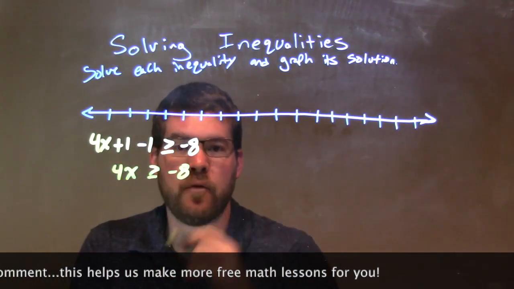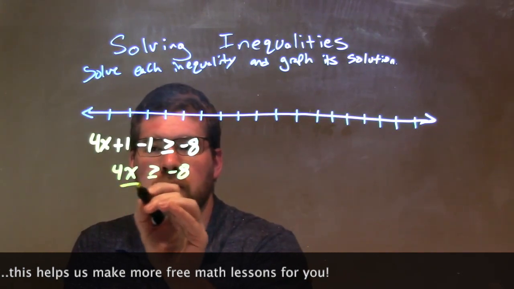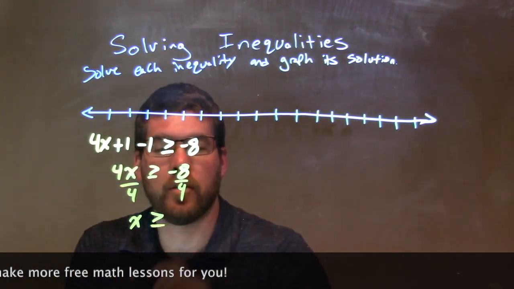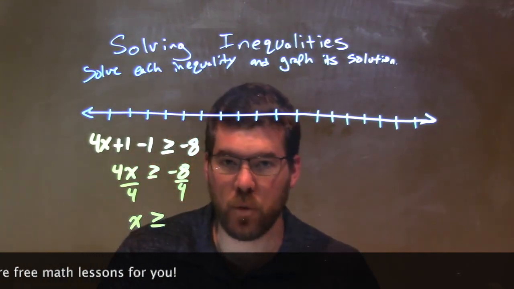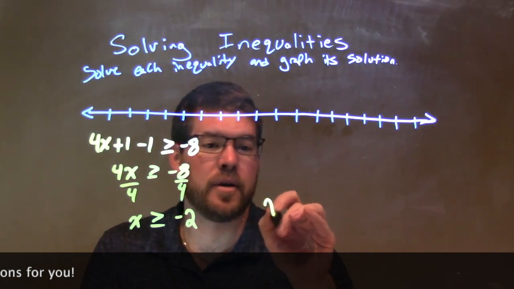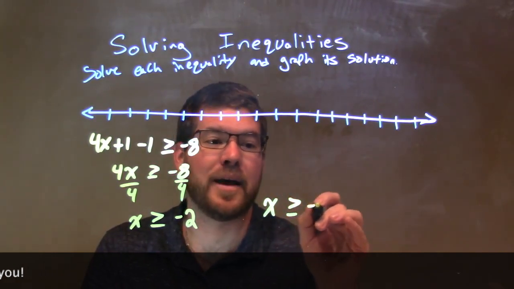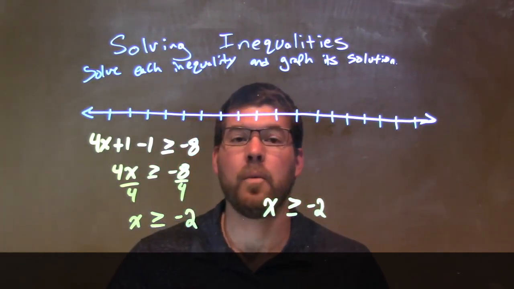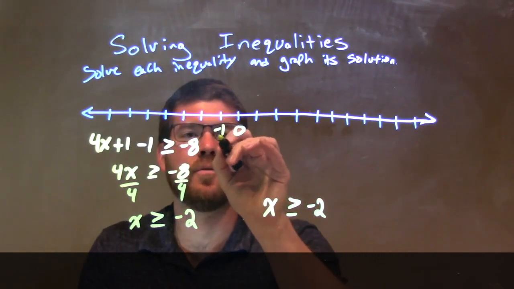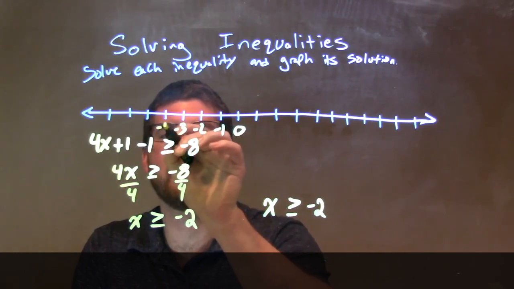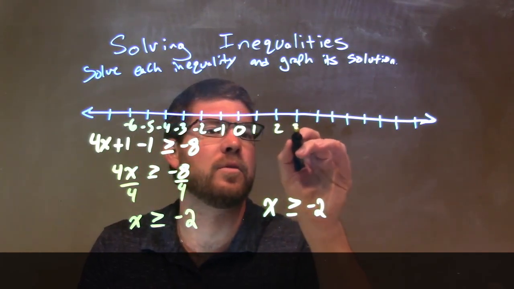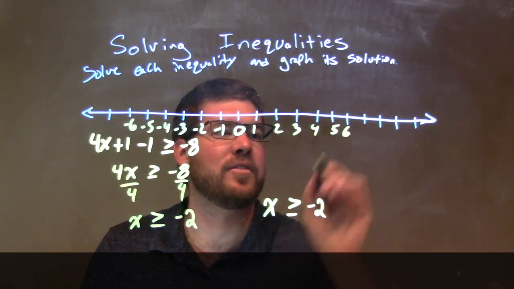And I want to divide by 4 to both sides. So we divide by 4 to both sides. And we're left with x is greater than or equal to -8 divided by 4, which is -2. And so our final answer again is just x is greater than or equal to -2. So when we create our number line here, let's just put 0 right here. We have -1, -2, -3, -4, -5, -6. That's good enough. 1, 2, 3, 4, 5, and 6.